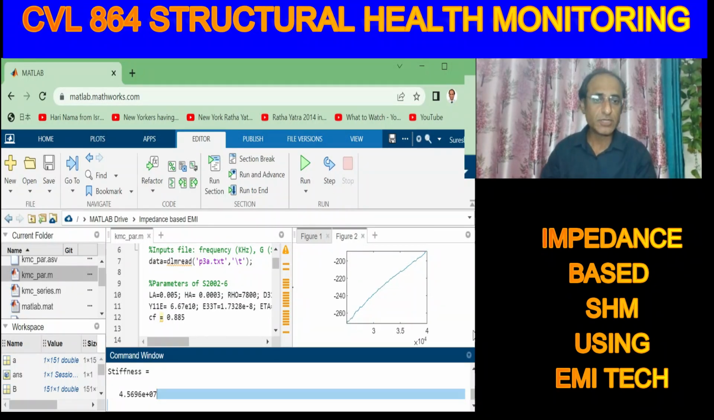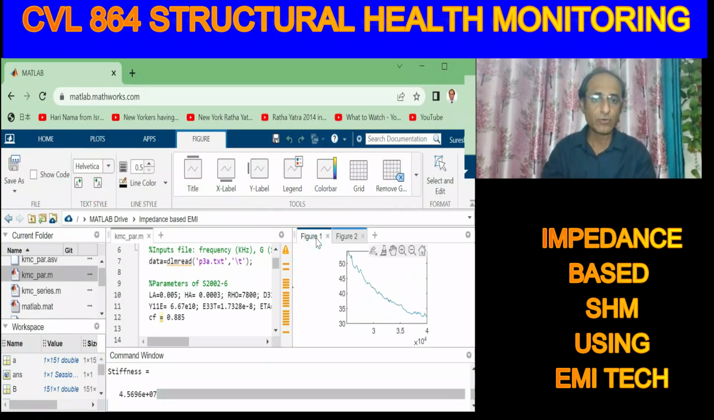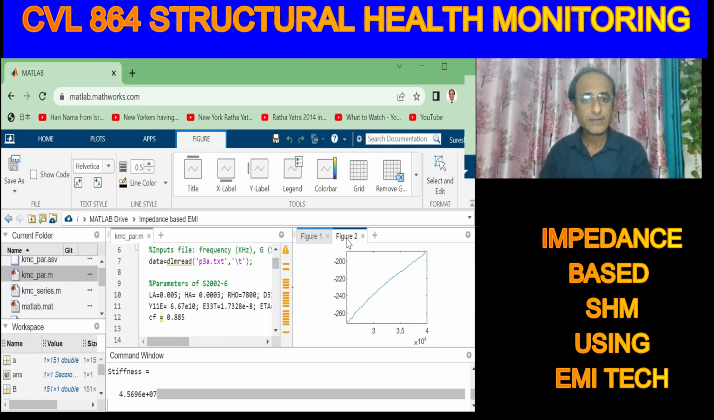So now are you able to see that for the damage case, what is the scenario? Again, the real part is positive, of course there is some variation, and the imaginary part is again negative. And the program has calculated the modified stiffness as 4.57 into 10 power 7. Can you read this figure? 4.5696 into 10 power 7.